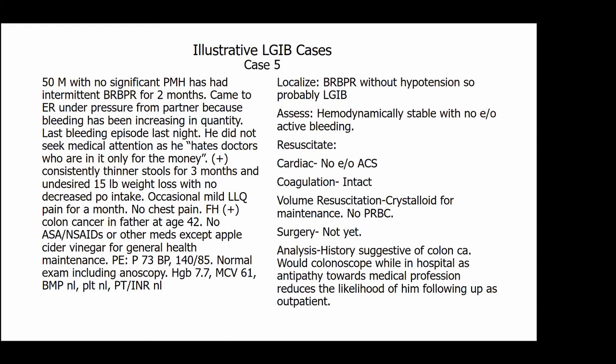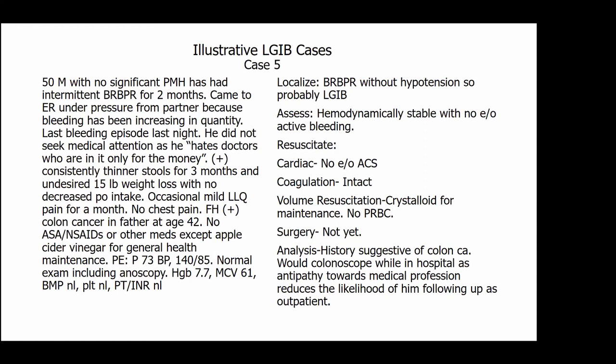He has no chest pain, and his family history is positive for colon cancer in his father at the age of 42. He has no history of taking aspirin or NSAIDs, and the only other medicine he takes is apple cider vinegar for general health maintenance. His pulse is 73. His blood pressure is 140/85, and he had a normal examination, including anoscopy. His hemoglobin was 7.7. His MCV was 61, which suggests iron deficiency. His BUN was normal. His platelet count was normal, and his PT and INR were normal.